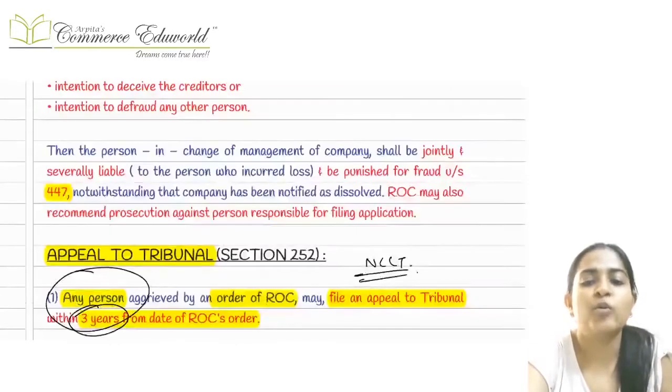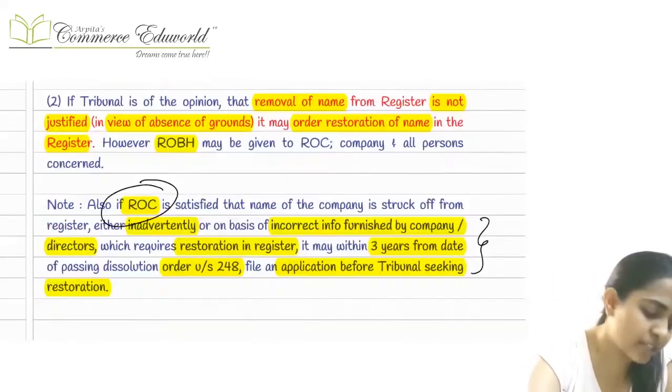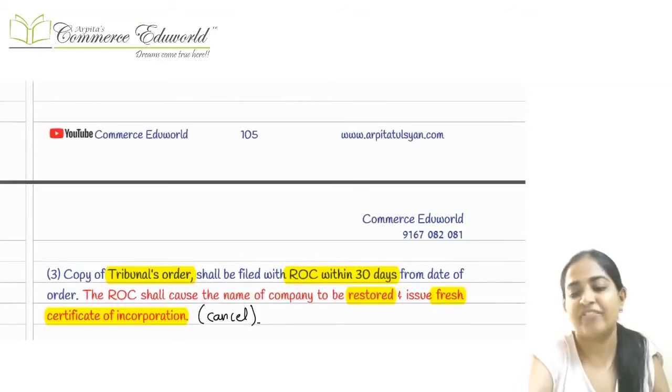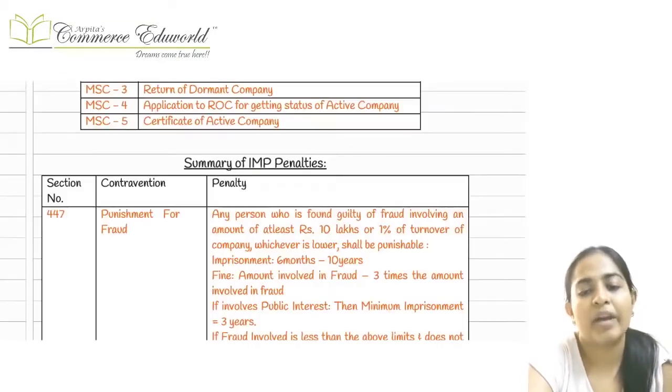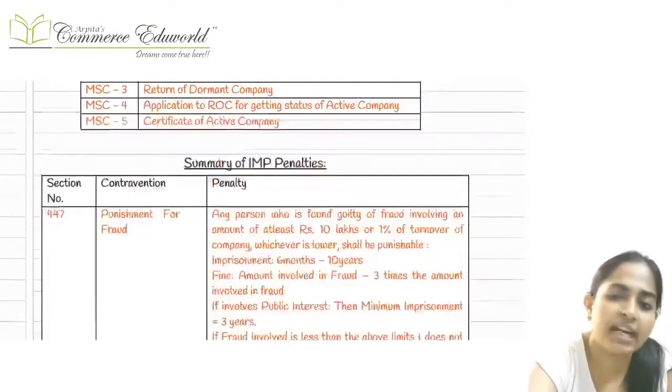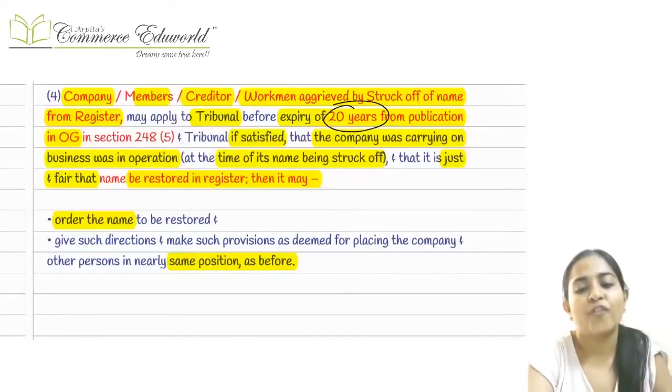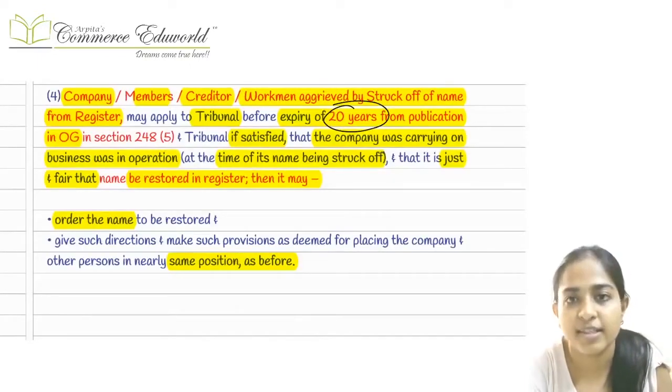Right, so 252 is a resort available against the ROC's order, in which we went and filed an appeal to the tribunal. Okay, and with this we are done with the revision of the miscellaneous provisions.